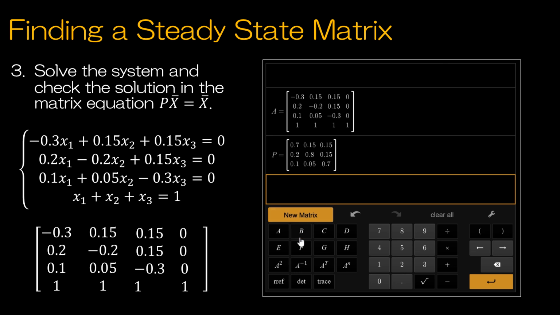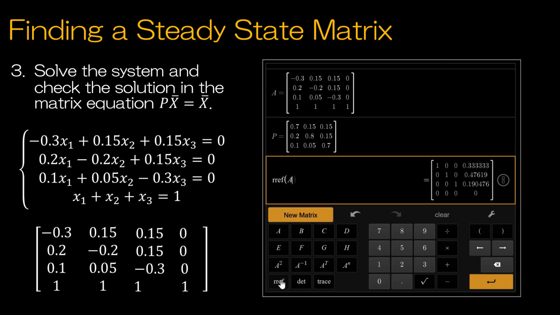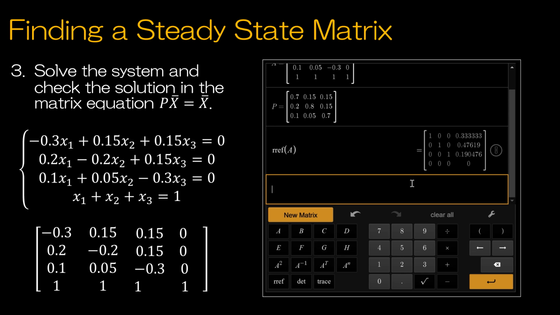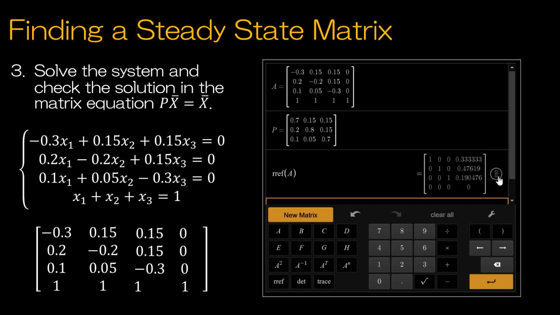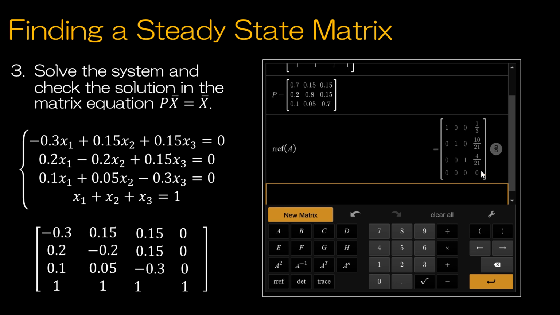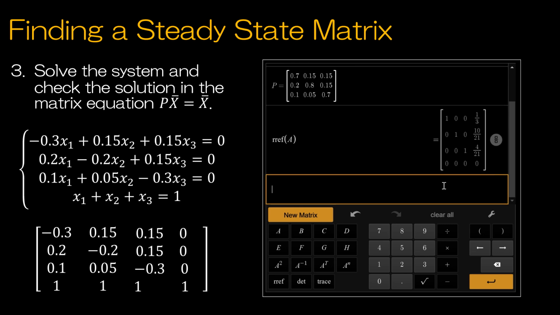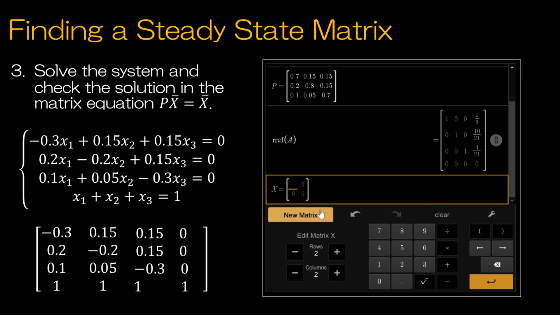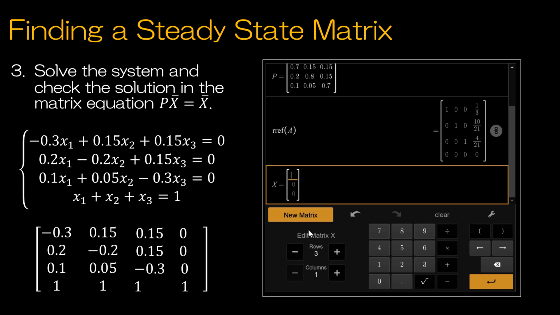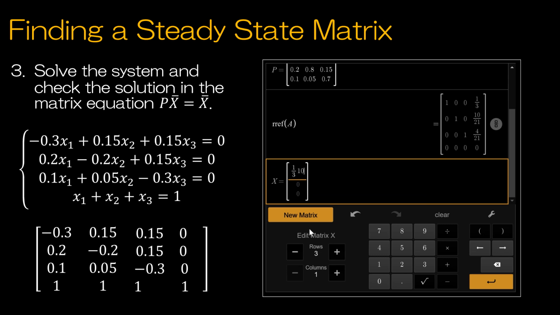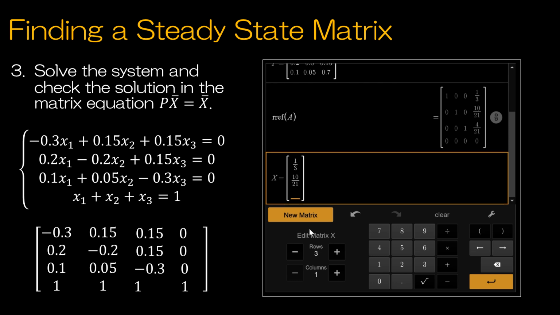I would suggest to you that you just use RREF and A, and you can see that that does all of the hard work for me. And I can even convert that to fraction form. So my solution is 1/3, 10/21, 4/21. I'm going to call that matrix X. It's really X bar, but you get the idea. I'm going to make a new matrix, and I'm going to type in 1/3, 10/21, 4/21.